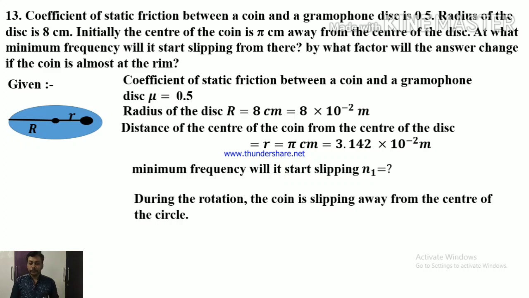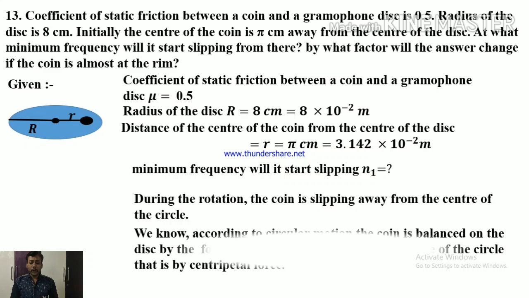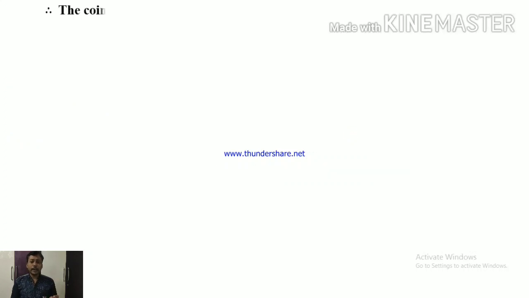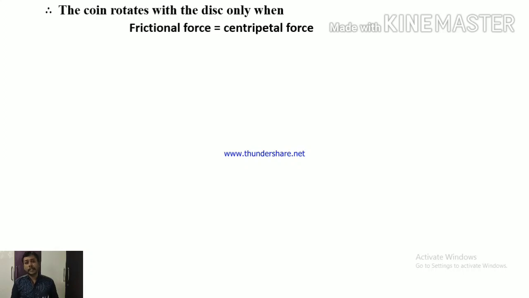So during the rotation, the coin is slipping away from the center of the circle. When the disc shown in the diagram by blue color starts to rotate, then the coin starts to slip away from the center of the circle. We know according to circular motion, the coin is balanced on the disc by the force which is directed towards the center of the circle, and that is called centripetal force. So the coin rotates with the disc only when the frictional force provides the necessary centripetal force.